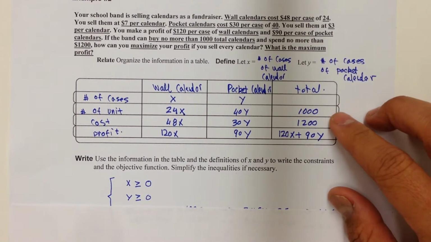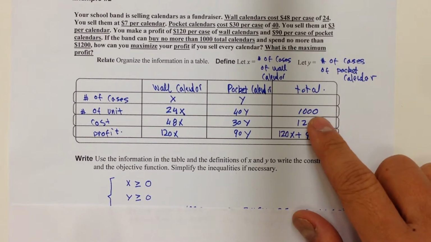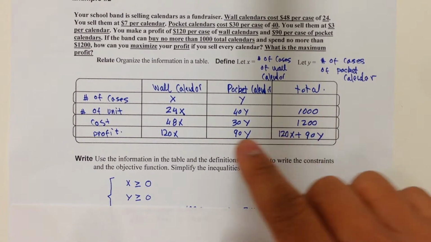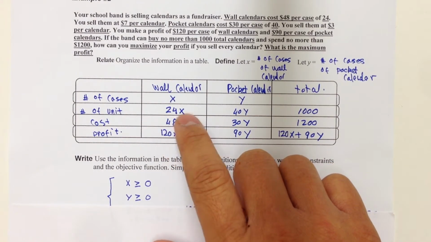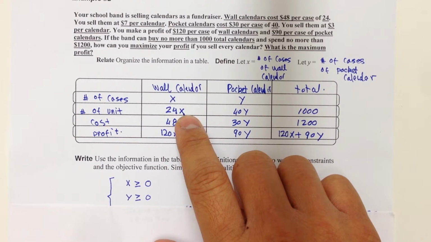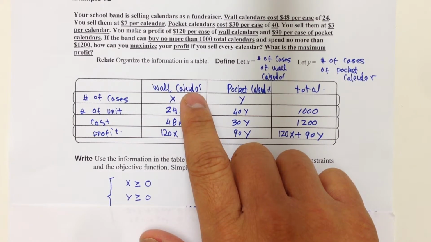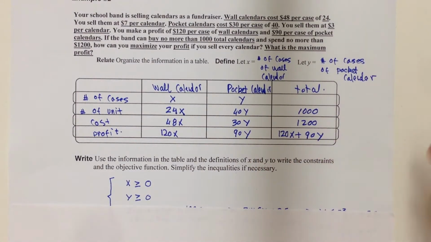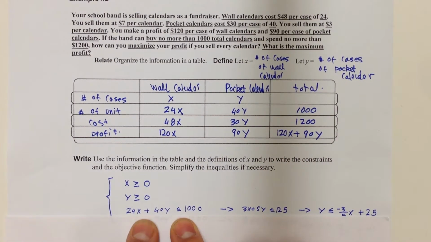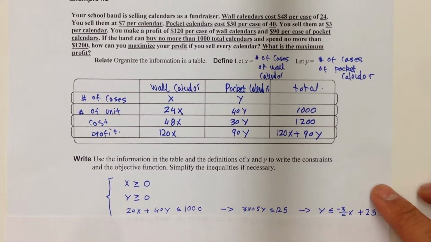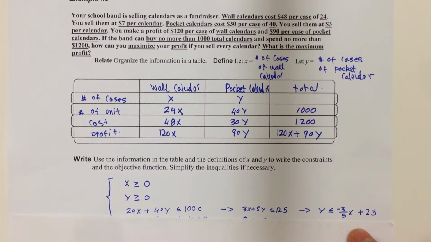Also, we know that our next constraint is we can have no more than 1,000 units. Remember that each box of wall calendar contains 24, so 24x would be the amount of wall calendars, and 40y on the other hand is the amount of pocket calendars. If you add those together, they should be no more than 1,000. Once I did that, I also simplified by dividing everything by 6 and then solved for y so that I can easily graph my inequality.